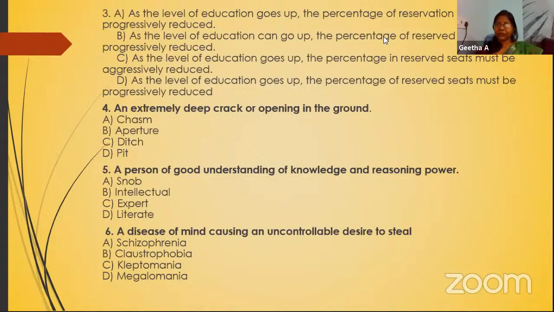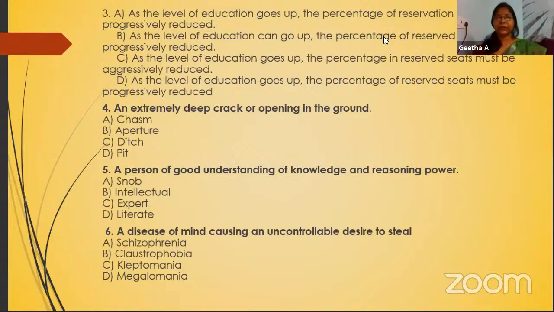As the level of education goes up, the percentage of reservation of seats must be progressively reduced. As the level of education can go up, the percentage of reserved seats must be progressively reduced. Can go up does not come there. Then, as the level of education goes up, the percentage in reserved seats must be aggressively reduced. See the difference in every sentence? There is a lot of difference. As the level of education goes up, the percentage of reserved seats must be progressively reduced.